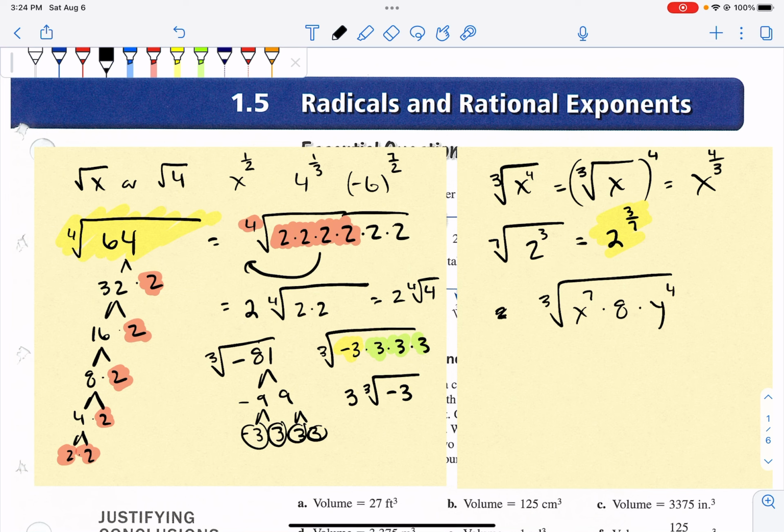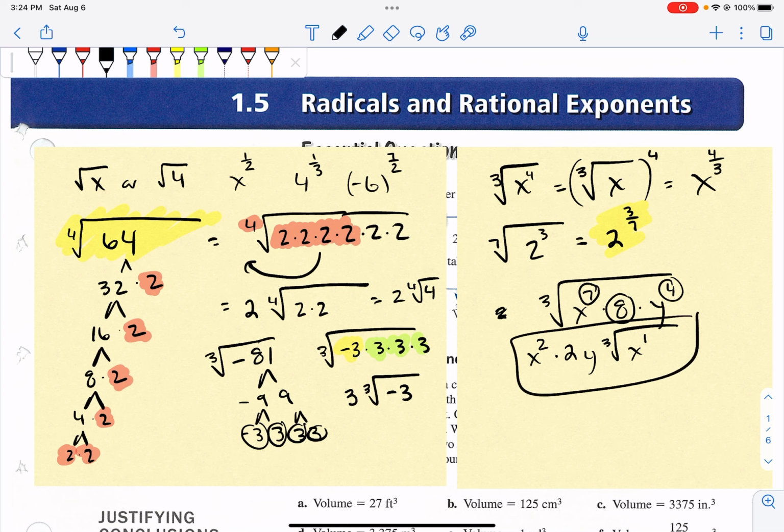I have to know that these 7 x's make 2 groups of 6, and those 2 groups are going to come out. I have to know that this 8 is going to be 3 2s, so those 3 2s are going to come out. And of these 4 y's, 3 of them are going to come out and turn into 1, and I'm going to be left over with x to the 1st power. And all of this is going to be on the outside. I can't just plug that into my calculator and get an answer. It doesn't work, okay? So you need to understand and remember these rules so that you can use them.